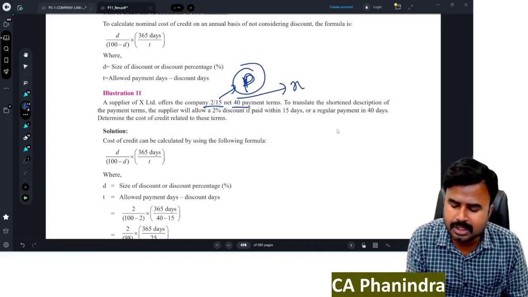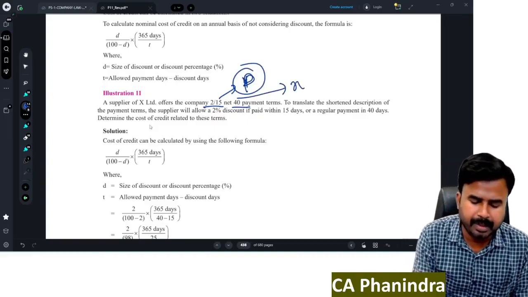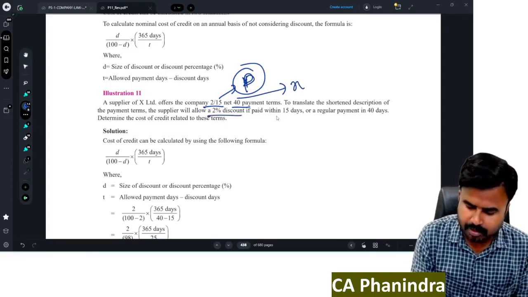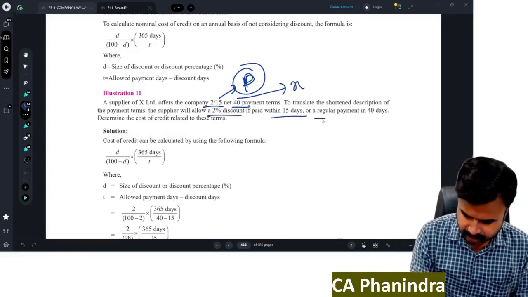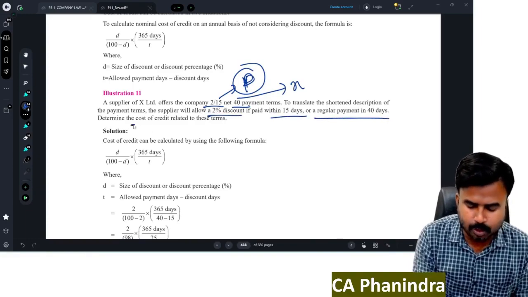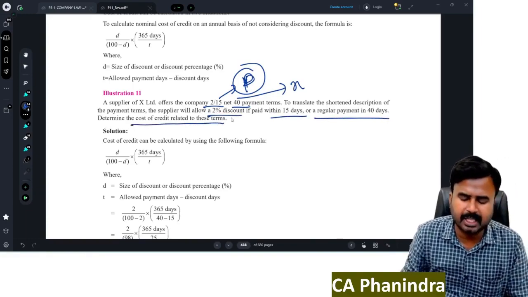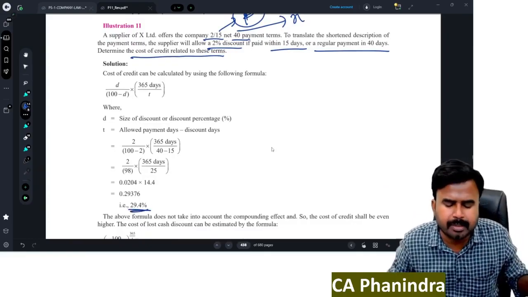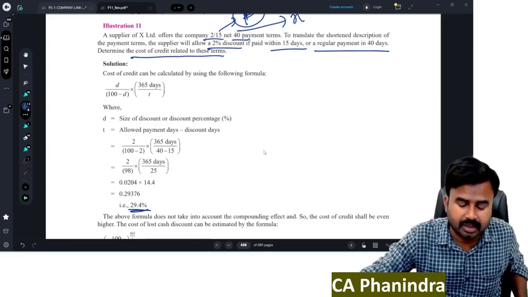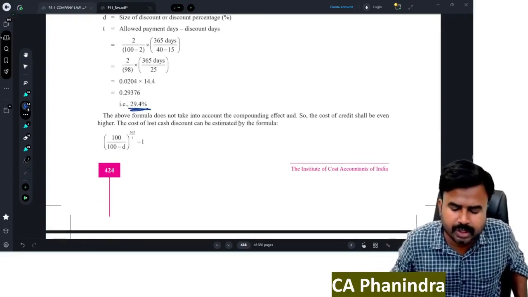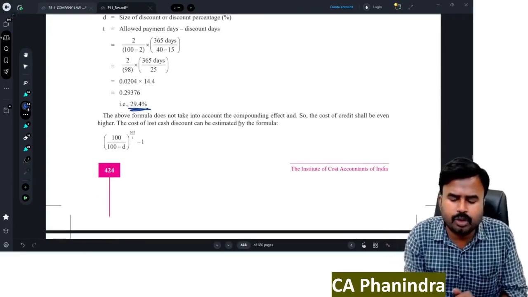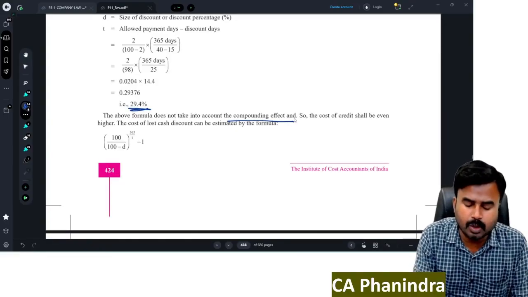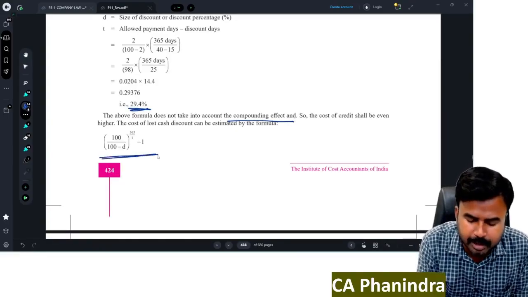To translate the shortened description of the payment terms, the supplier will allow a 2% discount if payment is made within 15 days. Regular payment is 40 days. Determine the cost of credit related to these terms. Just apply the formula and you'll get the answer. And they got 29.4%. The same computation we have just done. Nothing new here. In case you're considering the compounding effect, the same cost of trade credit can be calculated by using this formula.